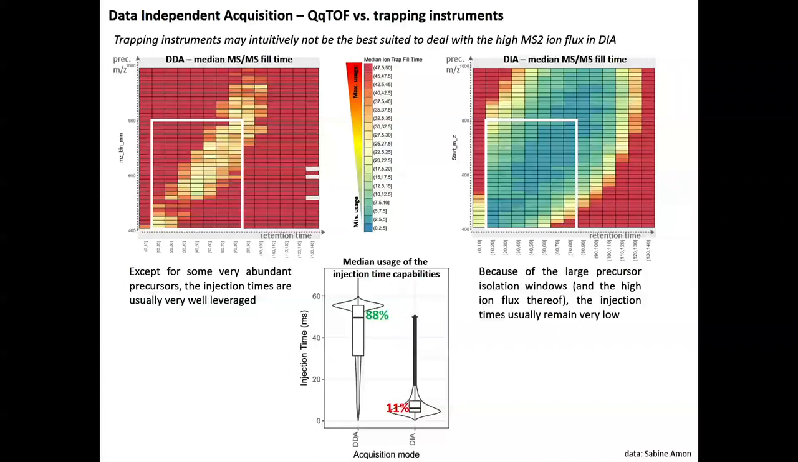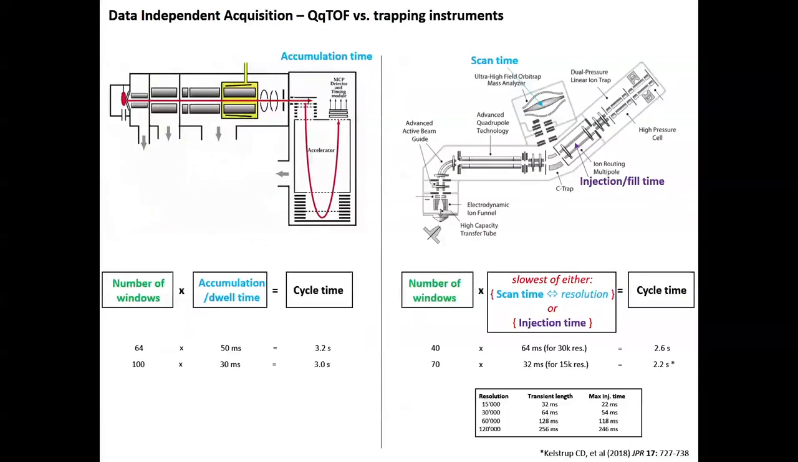Sorry? 15. We use fixed 15 Dalton windows. This is this setup here. Yeah, sorry, I did not write it. This is 15 Dalton windows, 40 times 15. So it might be different on the QE. This is Lumos data.